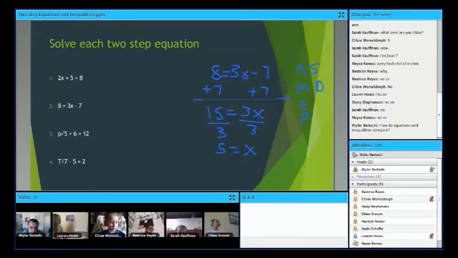So on these, there's never really a good reason to get one of these wrong, because you can always check your answer. So if x equals 5, we're going to have 8 equals 3 times 5 minus 7. So 3 times 5 is 15, and 15 minus 7 equals 8. So I just checked my answer, 8 equals 8.